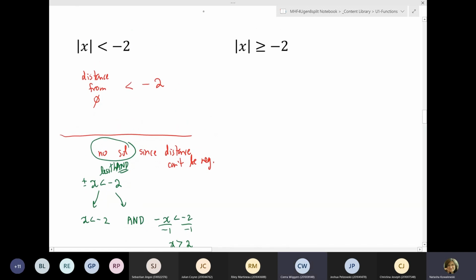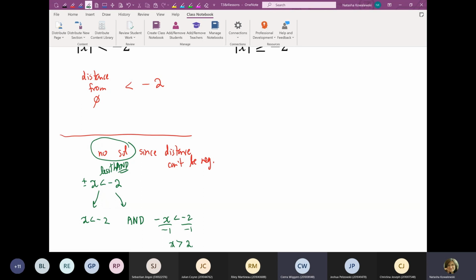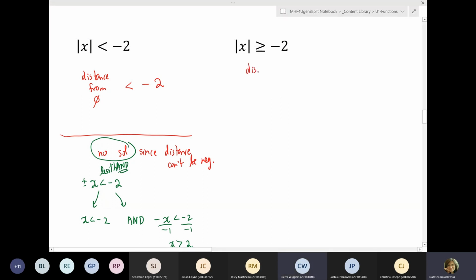What if I said distance from 0 has to be greater than or equal to -2? Greater or equal to -2. What do I shade? What are the numbers whose distance will always be greater than -2? Remember how distance is positive? -2 to +2. No, more than that. All the numbers. All the numbers.